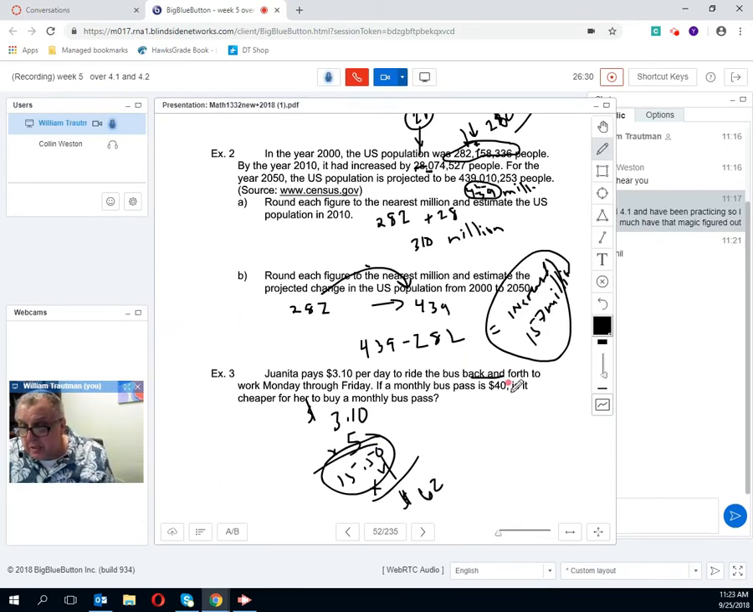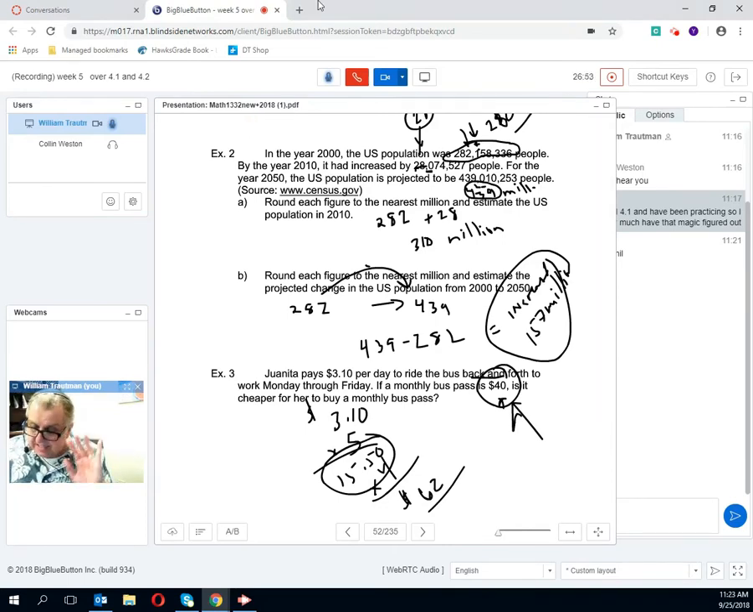But if a monthly bus pass is 40, is it cheaper to buy a monthly bus pass? Oh yeah, it is. If you pay every day, it's $62, and some months have more than 4 weeks in them also. Sometimes it might be more than 62. So the monthly bus pass is 40, and I would pay 62 each month at least. So yes, it is cheaper to buy the bus pass.